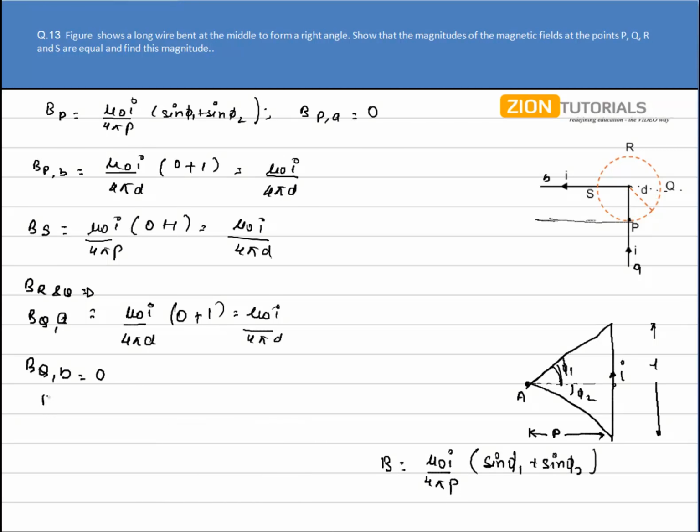So in all, I can say that magnetic field at P is equal to magnetic field at Q is equal to magnetic field at R, and that is equal to magnetic field at point S, and whose magnitude is equal to mu naught I by 4 pi d.